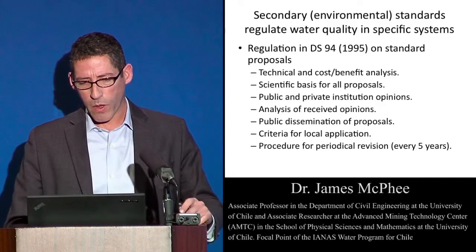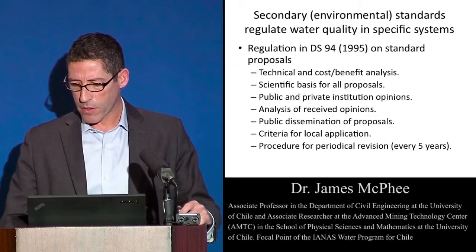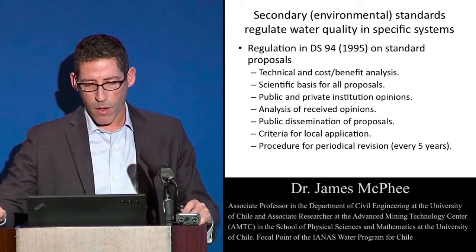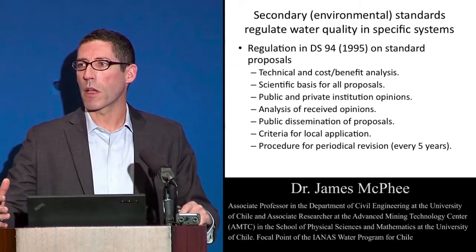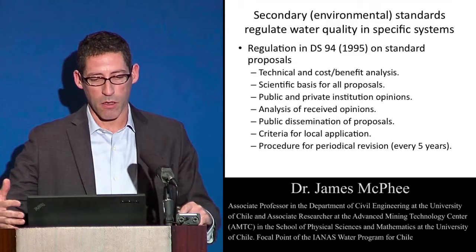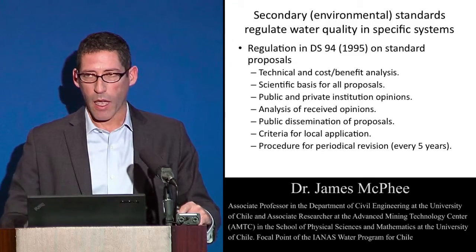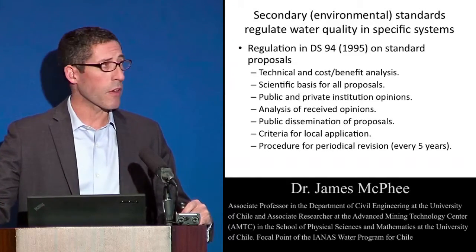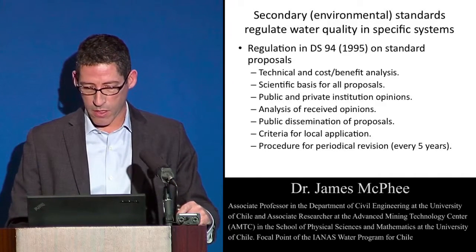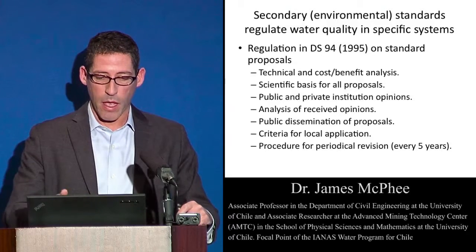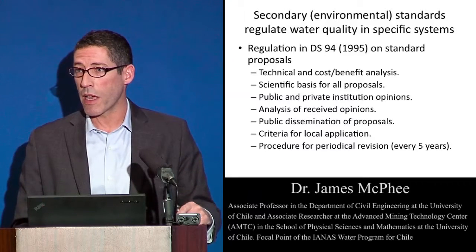Okay, so when moving into secondary standards, the regulation in 1995 established the procedures for coming up with environmental quality standards, which is the secondary standards. And the regulation is very clear. There are a number of steps that are required to generate these regulations. This involved a technical and cost-benefit analysis.